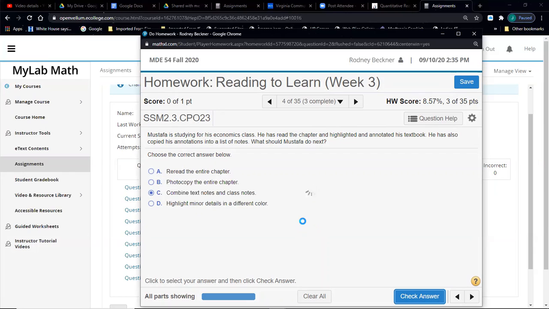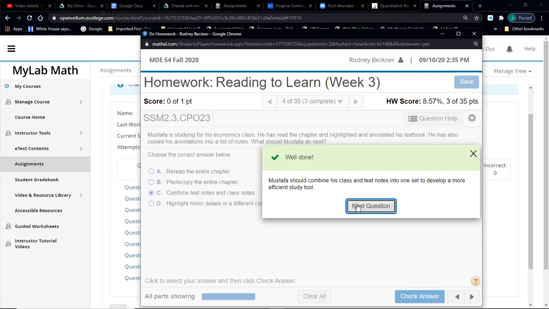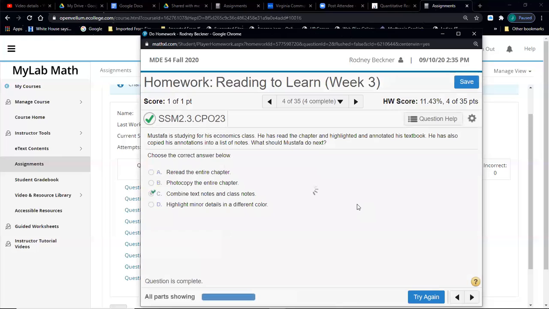Highlighting minor detail is a great idea, having yellow for main ideas and then magenta for sub ideas or secondary ideas. So there's nothing wrong with D. I wanted to start talking about that while I knew C was going to be right. But yes, combining the class notes and the text notes into one set would put everything in a more combined format, obviously.